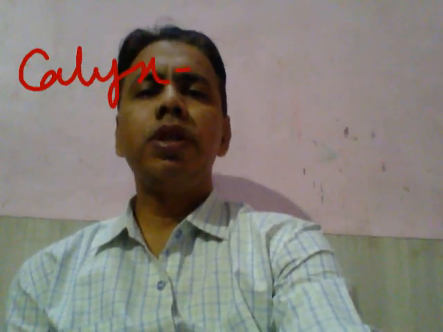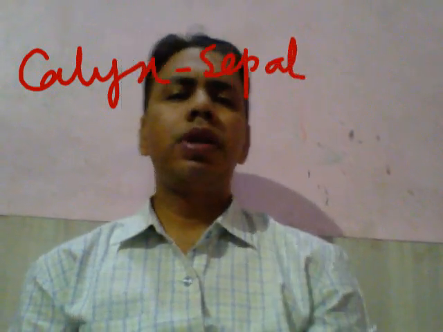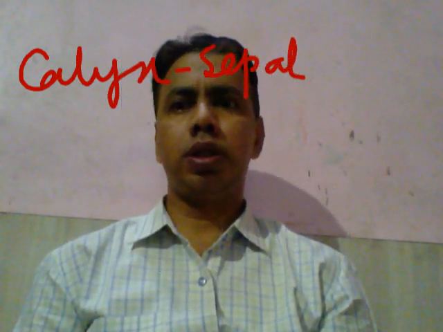So, we were about to talk regarding the structure of a flower, and it was told the flower has four whorls: calyx, corolla, androecium, and gynoecium. Calyx is the first whorl, made up of sepals, green in color, and if it is green in color, it will carry out photosynthesis.